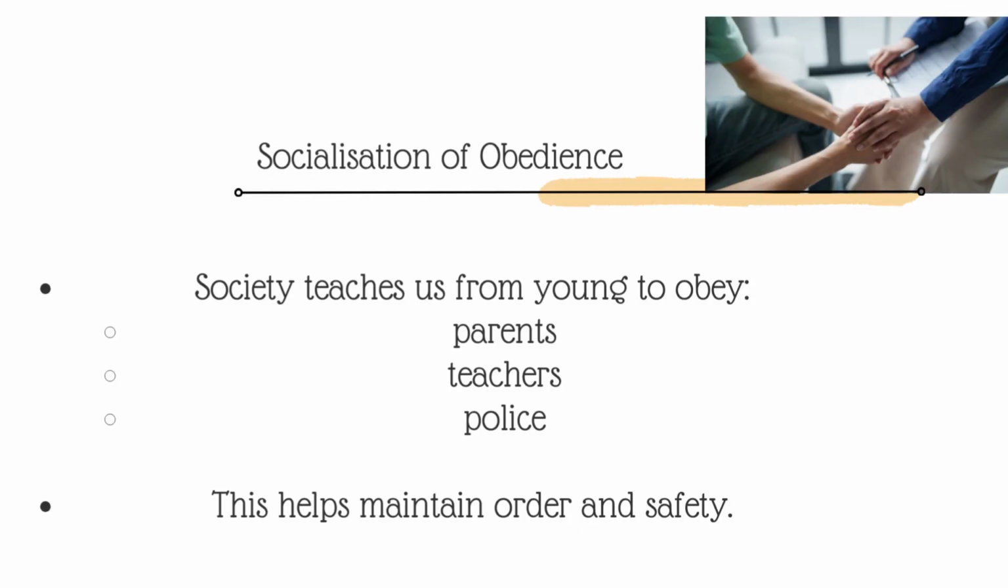The next topic would be socialization of obedience. Society teaches us from young to obey teachers, parents, and police, and therefore this helps maintain safety and order. Without obedience, there would be challenges to the social order, resulting in chaos. Therefore, it is best to be obedient to maintain social order.